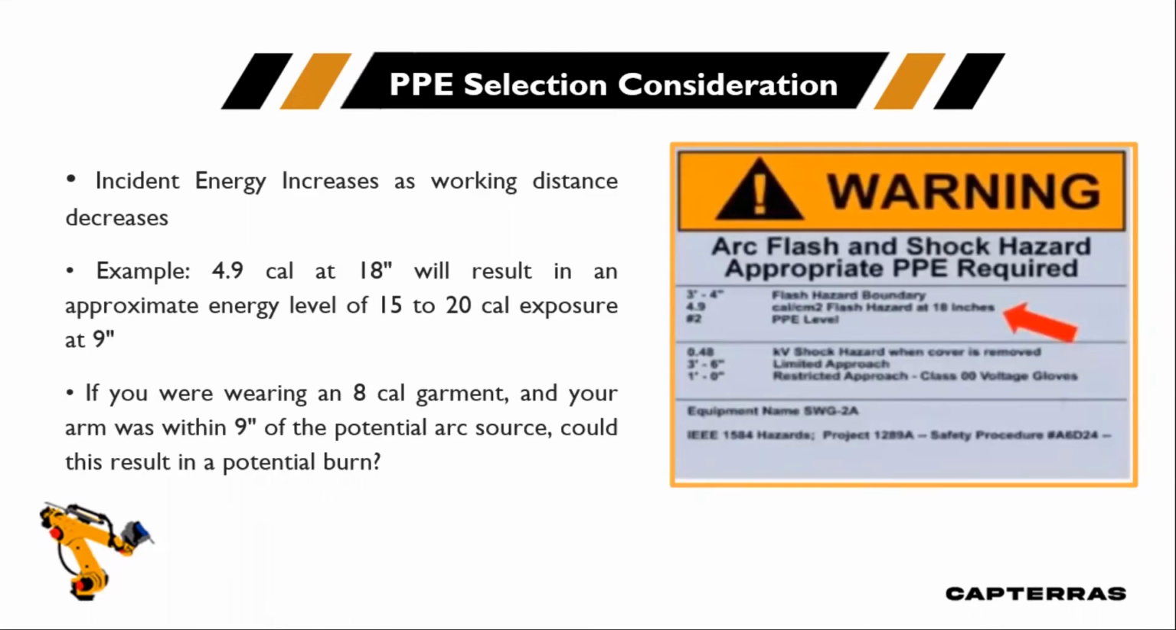The incident energy increases as working distance decreases. For example, 4.9 cal at 18 inches will result in an approximate energy level of 15 to 20 cal exposure at 9 inches. If you were wearing an 8 cal garment and your arm was within 9 inches of the potential arc source, could this result in a potential burn? We can see that in the right image, there is a reference of the level and some considerations.